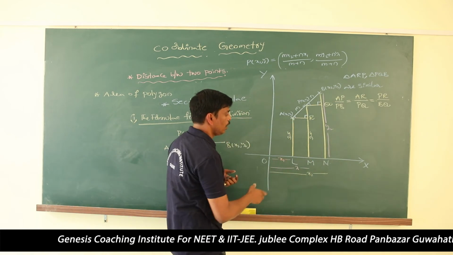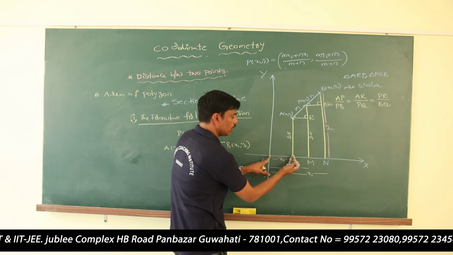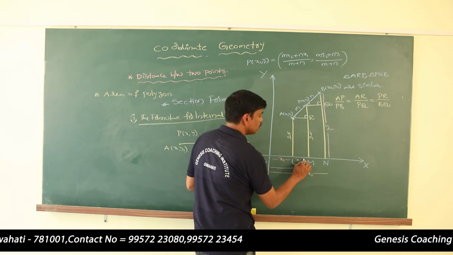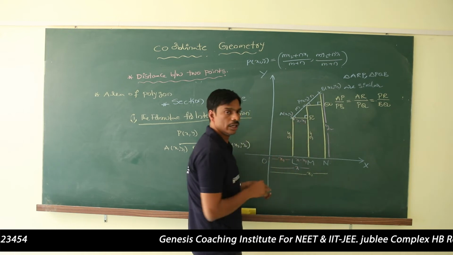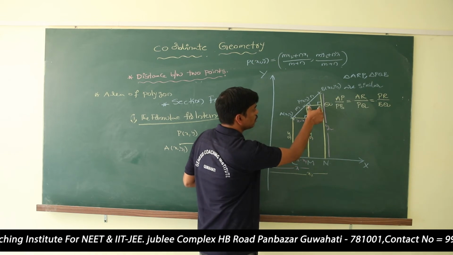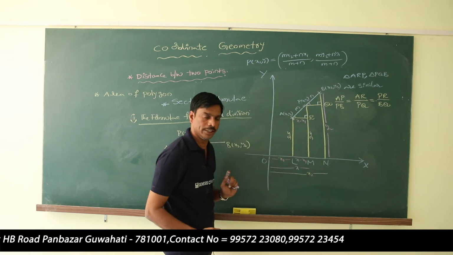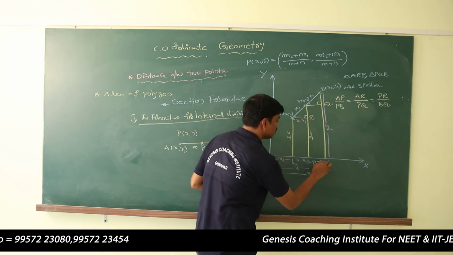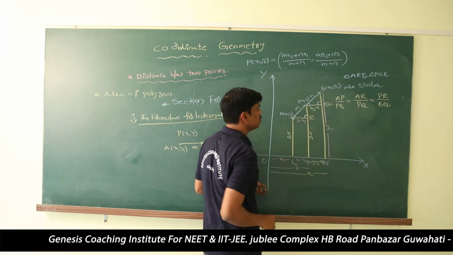Then now tell me students, what is LM? LM distance equals OM distance minus OL. What is OM? x, and what is OL? x1. So this is equal to x minus x1, and this is equal to AR. So AR is also x minus x1. Then what is PQ? PQ means MN, and MN means ON minus OM. ON is x2 and OM is x. So MN is equal to PQ, which is x2 minus x.